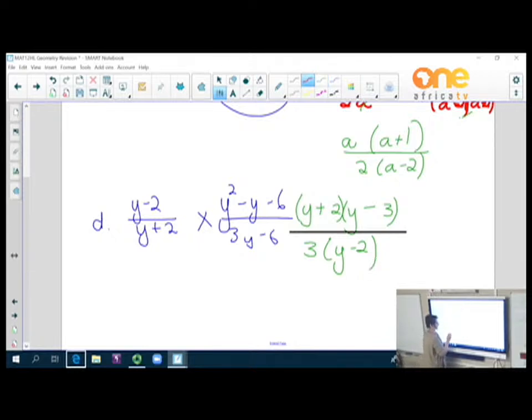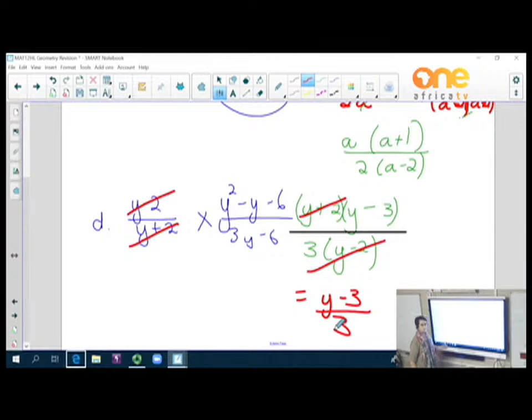So this y minus 2 and this one will cancel. Y plus 2 and that y plus 2 will cancel out. And then there remains y minus 3 over 3. And I cannot cancel those 3's. Remember, this is subtraction. No, never. That's what you cannot do.